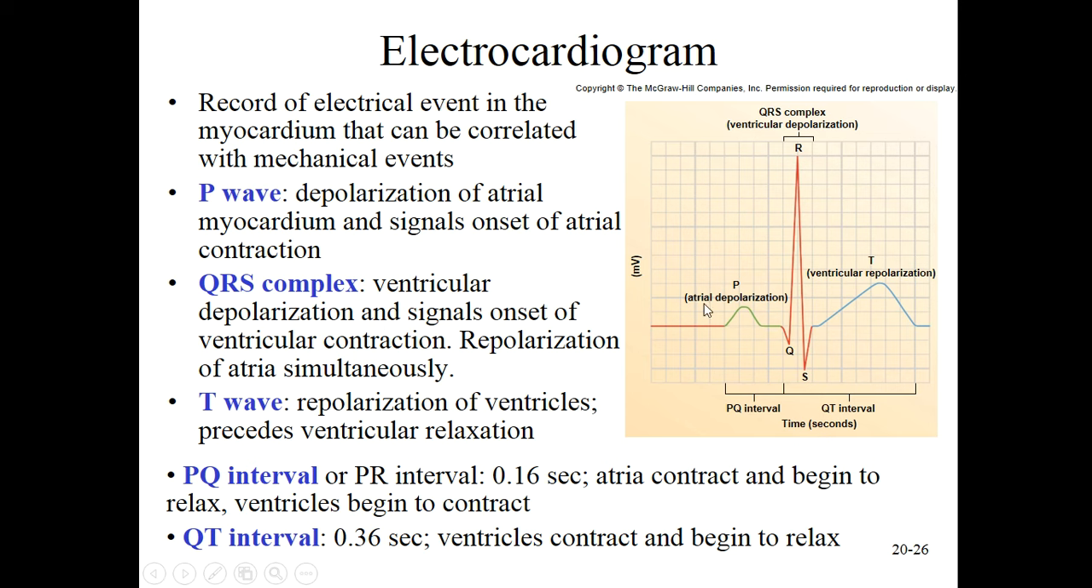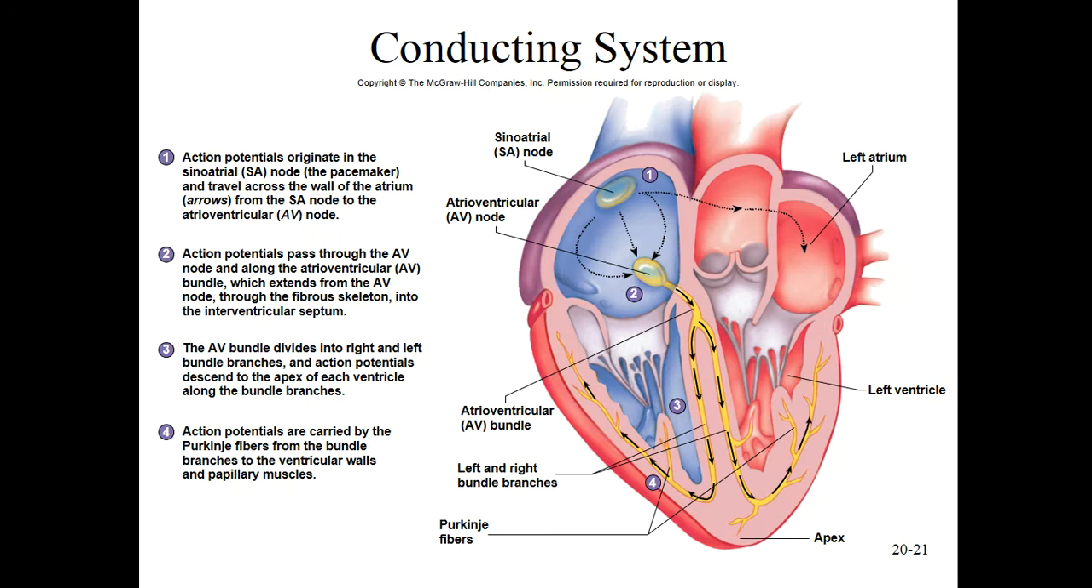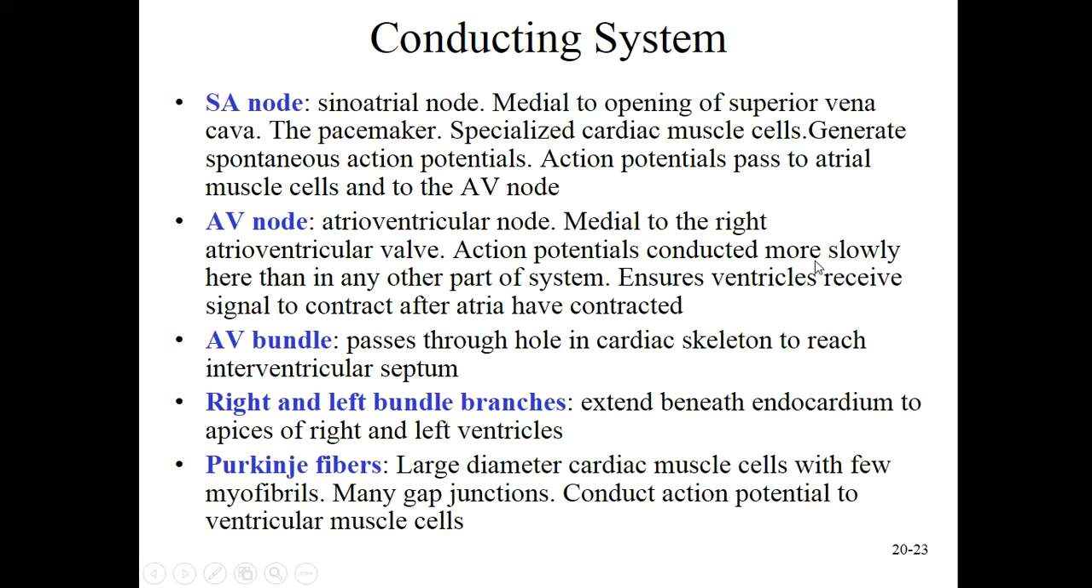The P wave represents that electrical activity spreading across the atria, right? So this beginning of the P wave is the SA node firing. And then remember, thanks to that electrical connection, the electrical activity spreads from one cell to the next. And the EKG measures that atrial depolarization as the P wave.